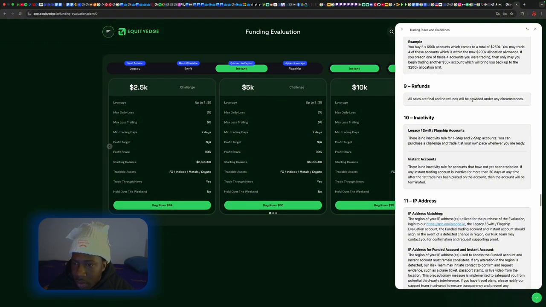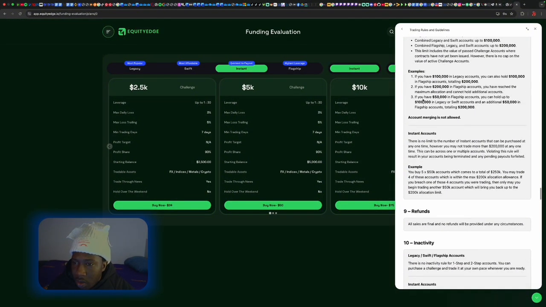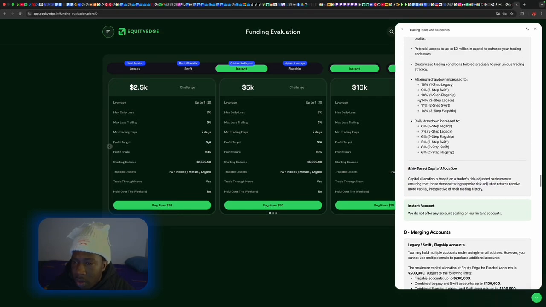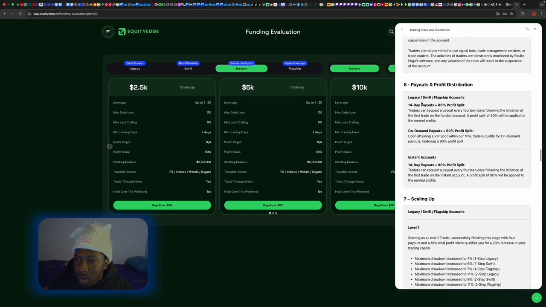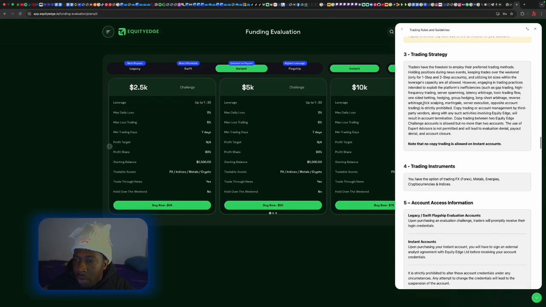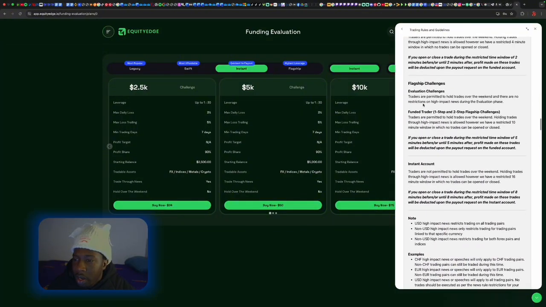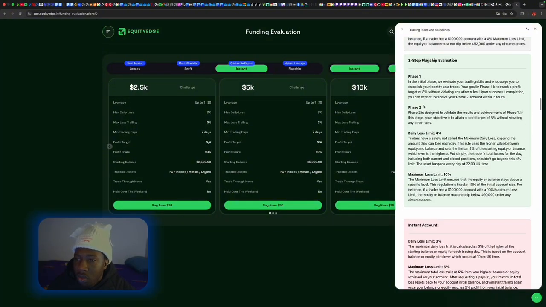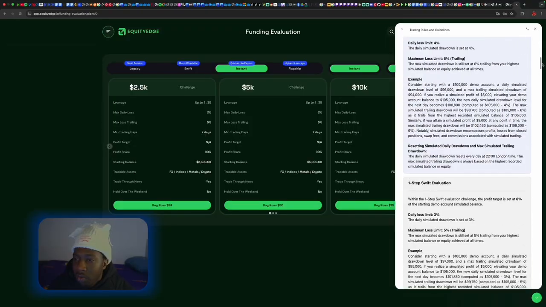And refunds, let me find on refunds. All sales are final and no refunds will be provided under any circumstance. So they are saying they do not give refunds to people.